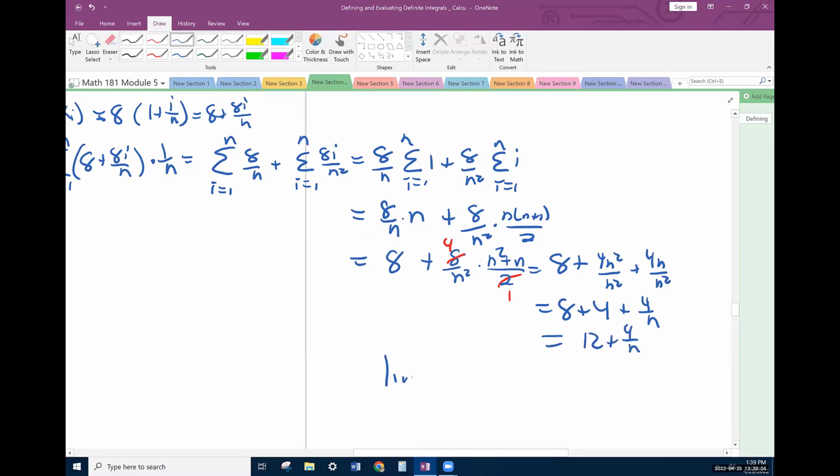So now we're going to take the limit as n goes to infinity of 12 plus 4 over n. It's funny, a process that early in the semester would intimidate people. They're probably now saying, yeah, we're at the limit stage. That's the easy part. And that's going to be 12 plus 4 over infinity, which is 12 plus 0. So I get 12 out of that.